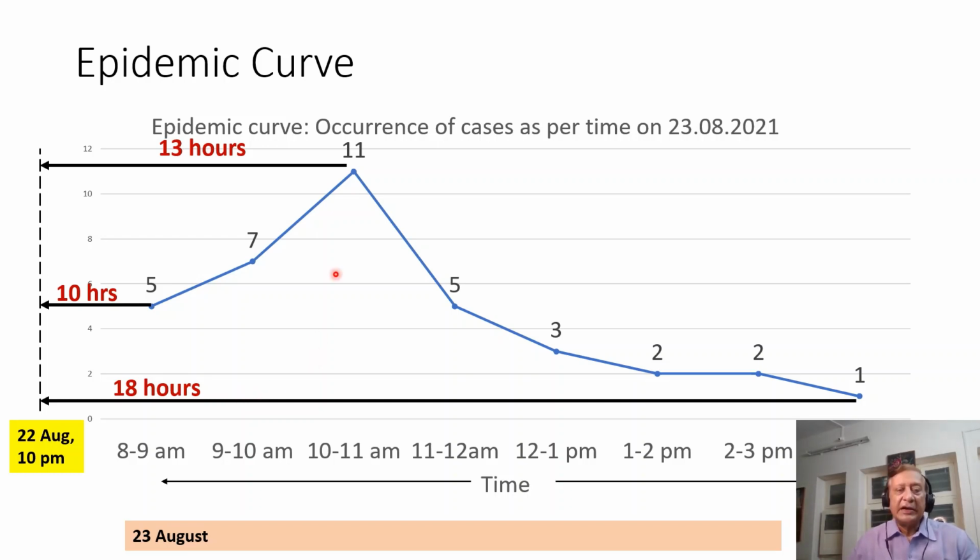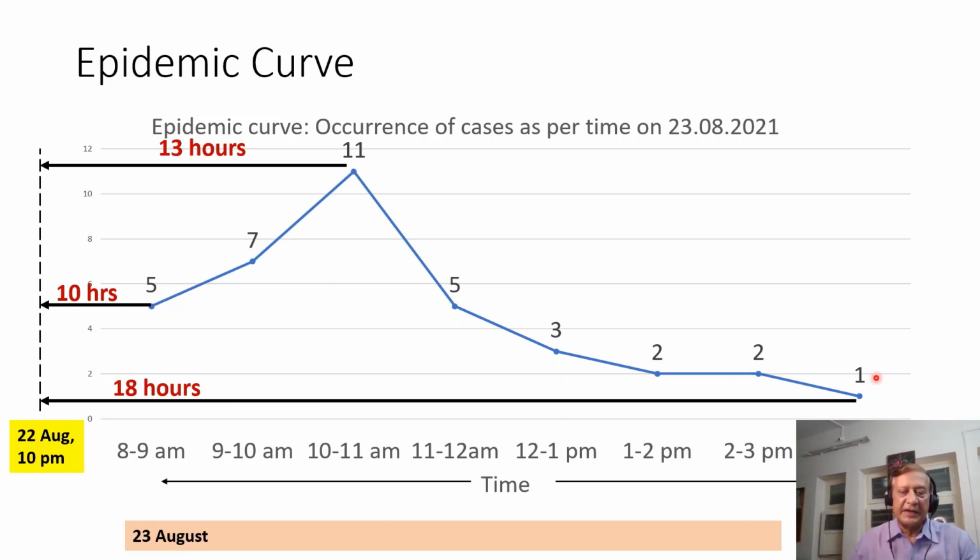So, from the peak of the epidemic, which corresponds to the median incubation period, if you go back by 13 hours from 11 a.m. on 23rd August, we would reach a point which is around 10 p.m. on 22nd August. Similarly, if we go back by the minimum incubation period of 10 hours from the first case which came at 8 o'clock in the morning of 23rd, we'll again strike at 22 August 10 p.m.